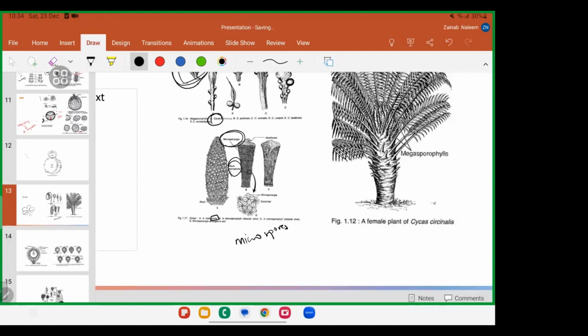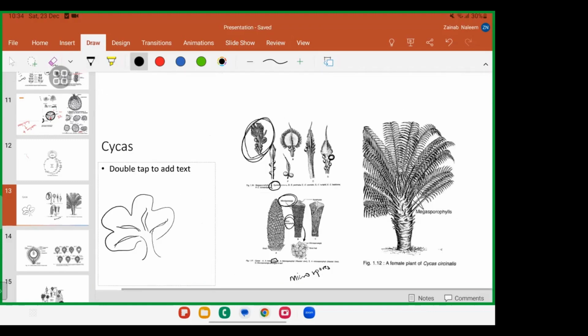Now we are focusing on the female part. This is the sporophyte. The sporophyte has the root, stem, and leaves. The stem is unbranched and it is woody. The sporophyll means leaves. Leaves are arranged in a crown-like manner. So we are focusing on a female plant, which consists of the megasporophylls, which means the leaves. The megasporophylls contain the megasporangium, right? Covered by an integument to form the ovule.